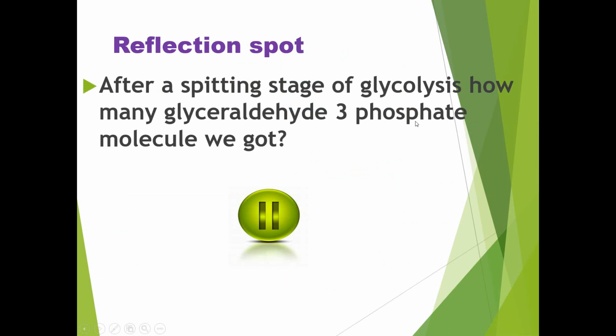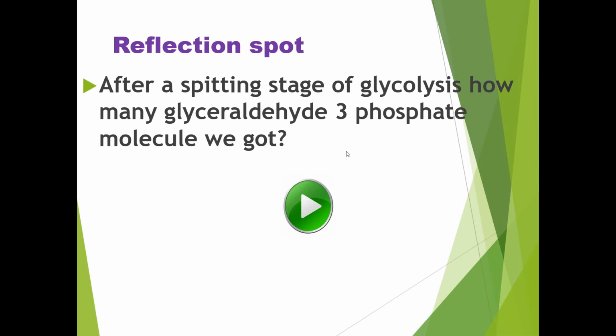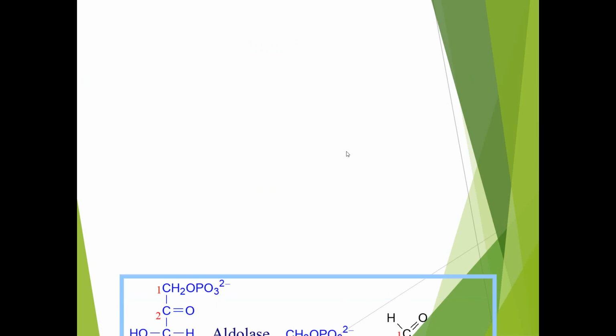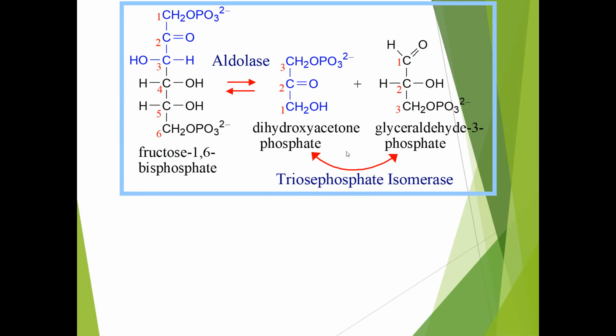Here it is thinking time, a reflection spot. You have to pause the video for 5 minutes and answer the question. Write the answer in your notebook. The question is: after the splitting stage of glycolysis, how many glyceraldehyde 3 phosphate molecules do we get? Write the answer in your notebook. Then play the video and recheck your answer.